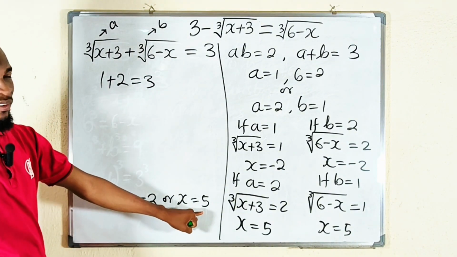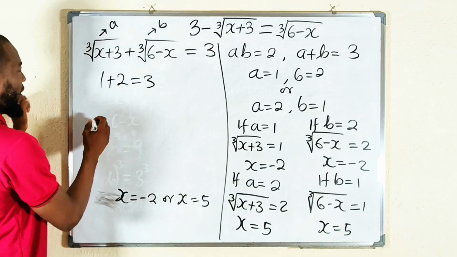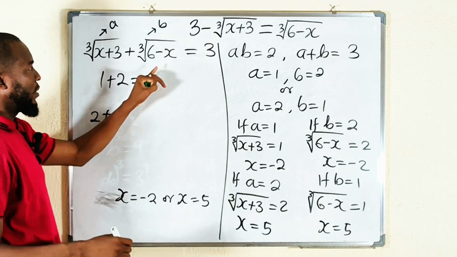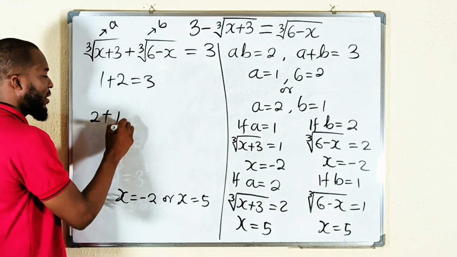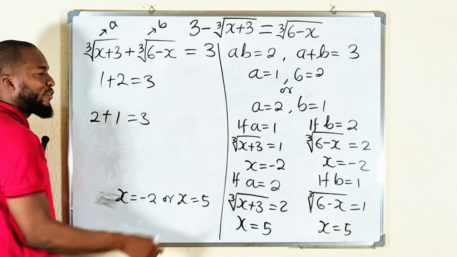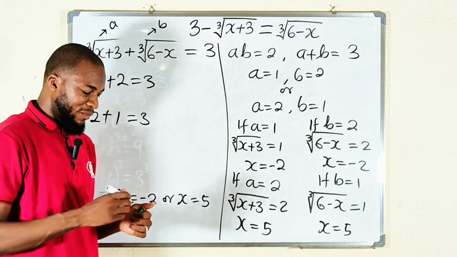And what about if x is 5? 5 plus 3 is 8. Cube root of 8 is 2. 6 minus 5 is 1. Cube root of 1 is 1. Is this not equal to 3? So it implies that this is a valid solution. Yes.